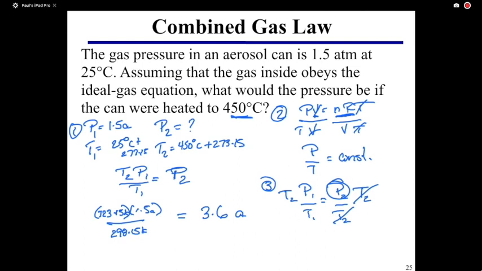3, I solved for the one I wanted before I put in any numbers. 4, I made sure all of my numbers were in the correct units. 5, I put every number in the right spot. 6, make sure I put it in the calculator correctly. 7, check sig figs.